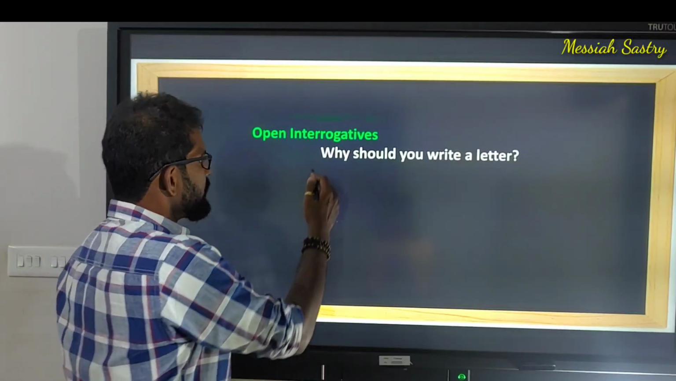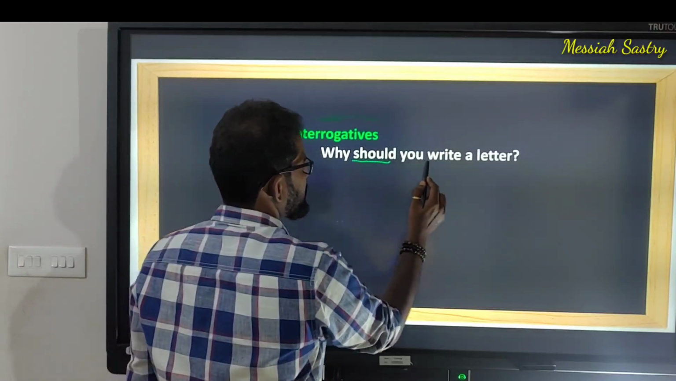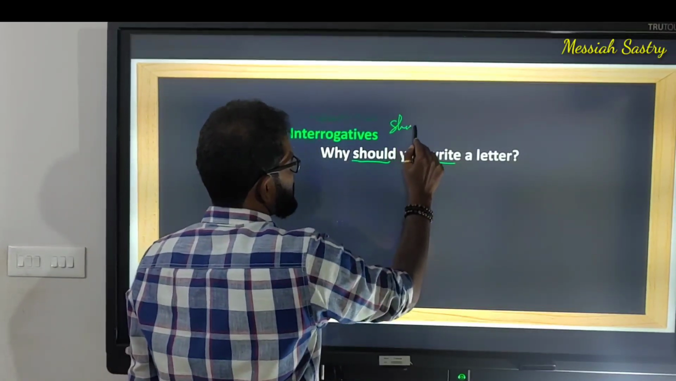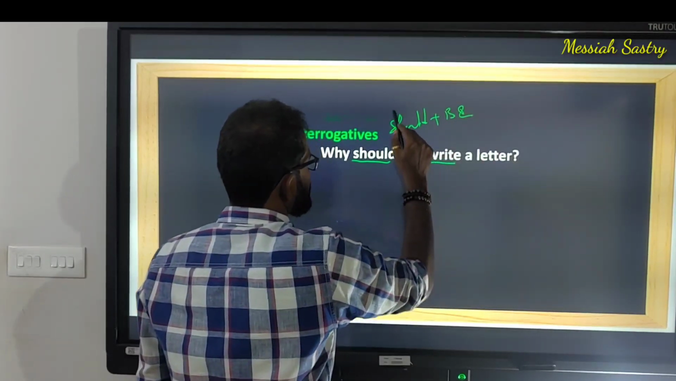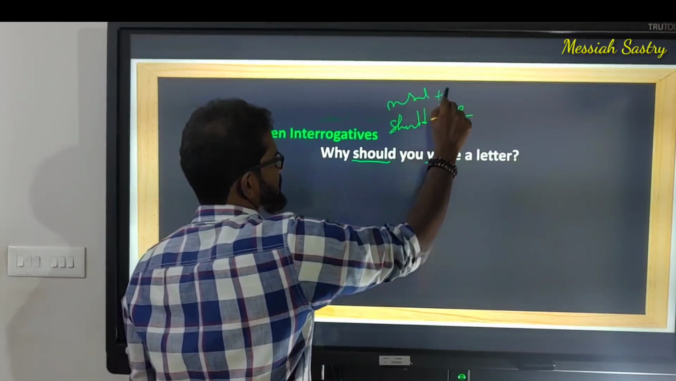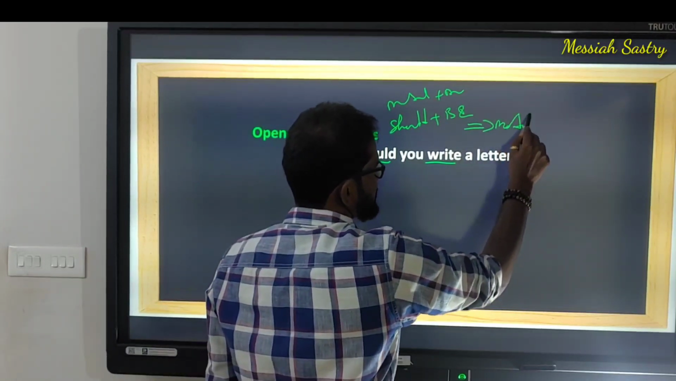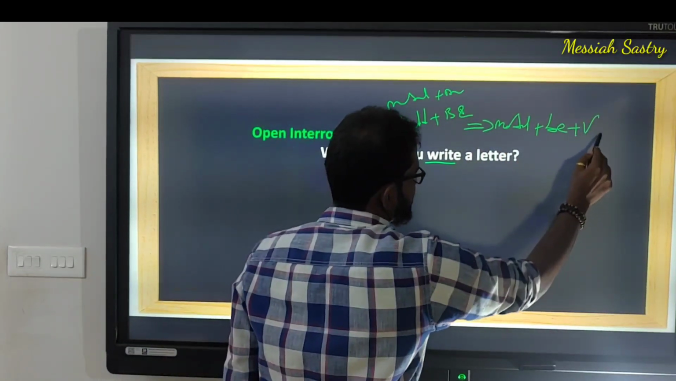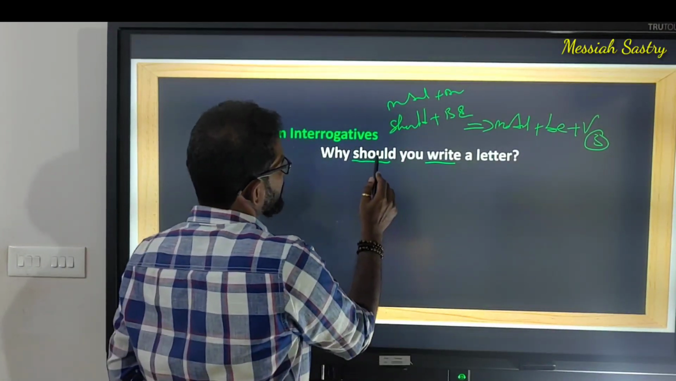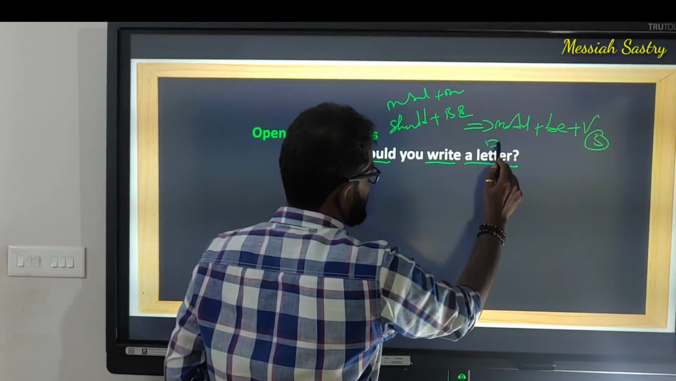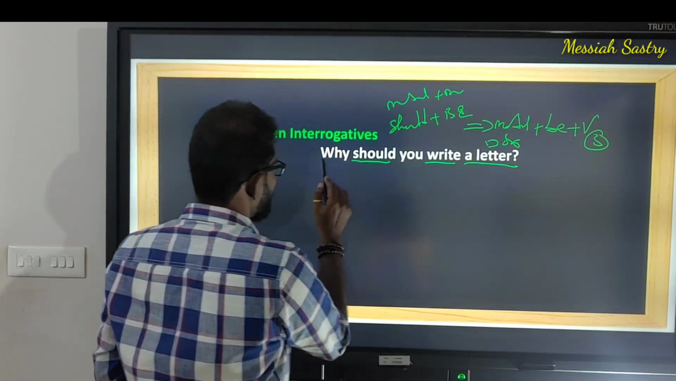Next question. Why should you write a letter? Should write. Should is a modal plus bare infinitive. Modal plus be plus V3. Find the object. What should you write? A letter. So it is a direct object. A letter is a direct object.